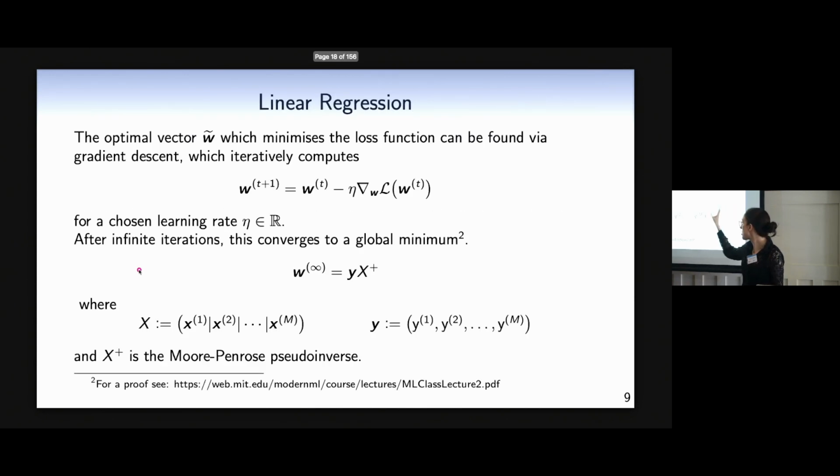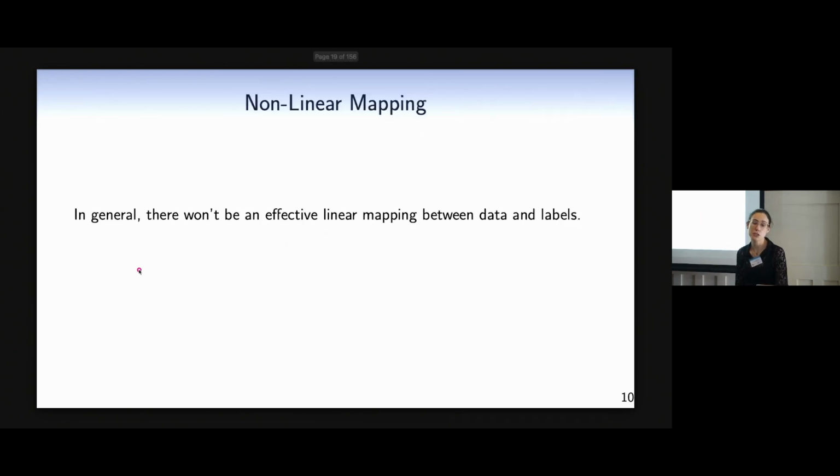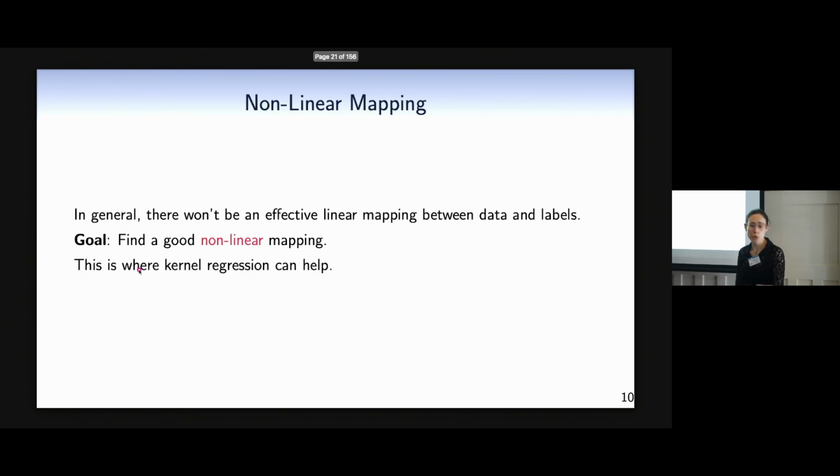So that's nice. It's a nice, well-understood problem. Given some data, you can find some weights that give you a hyperplane of best fit. But in general, there's not going to be an effective linear mapping between your data and your labels. So the goal of machine learning is: let's find a good nonlinear mapping. And one way of doing that is kernel regression.